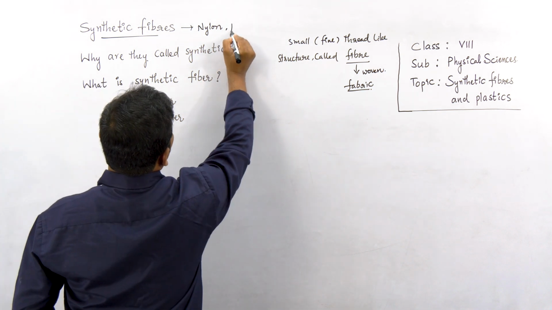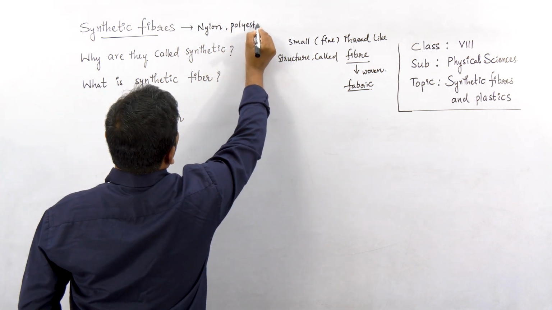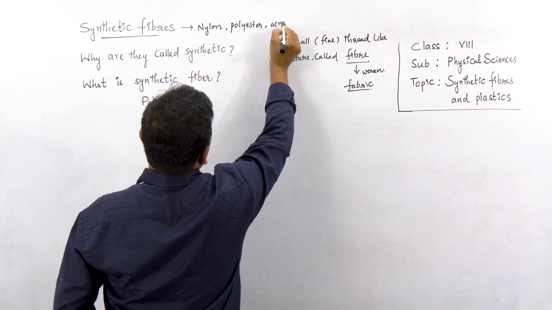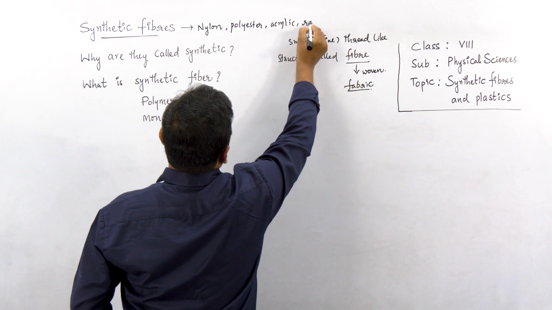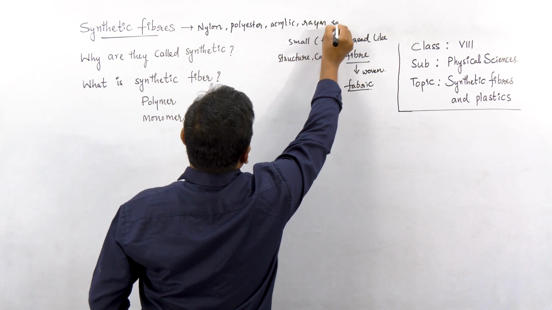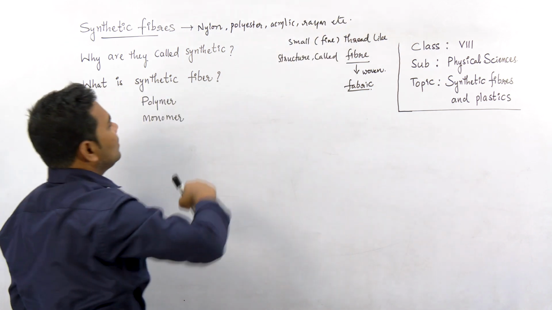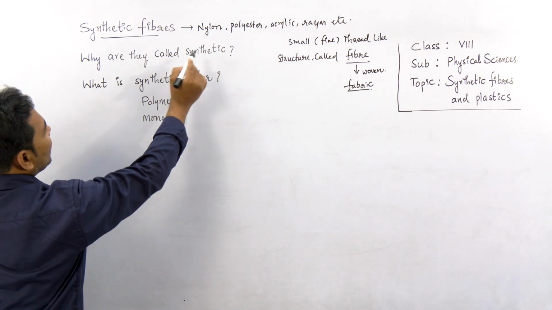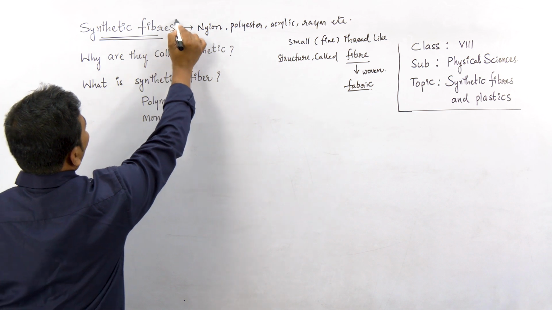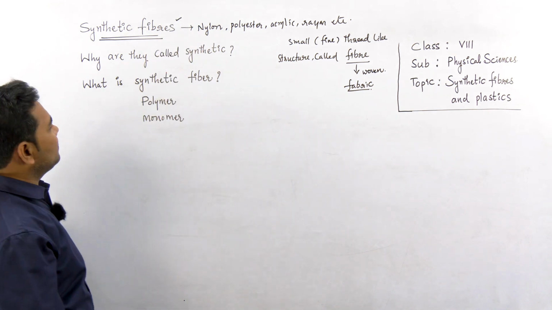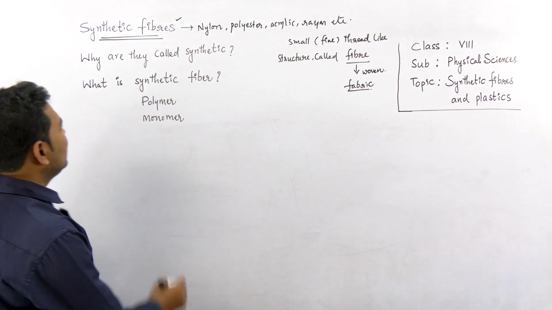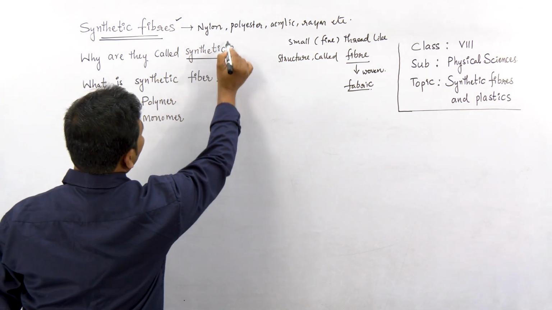Next, we also use polyester fabric. We use acrylic. We use rayon, etc. There are some other artificial fibers. Now the thing is, these artificial fibers are called synthetic fibers. Why are they called synthetic fibers? What does this word synthetic mean?